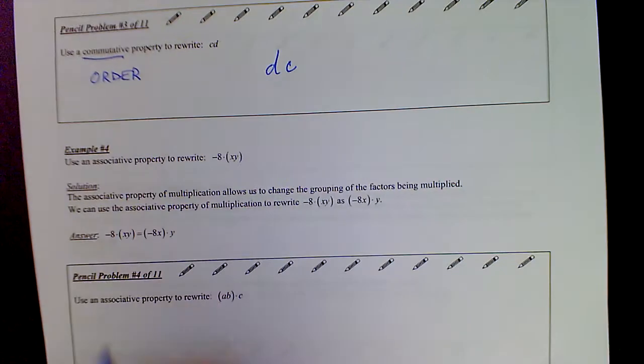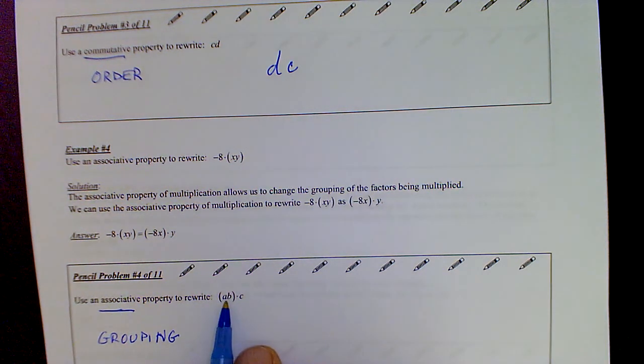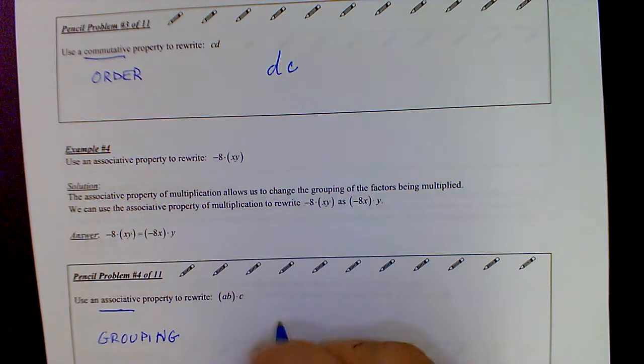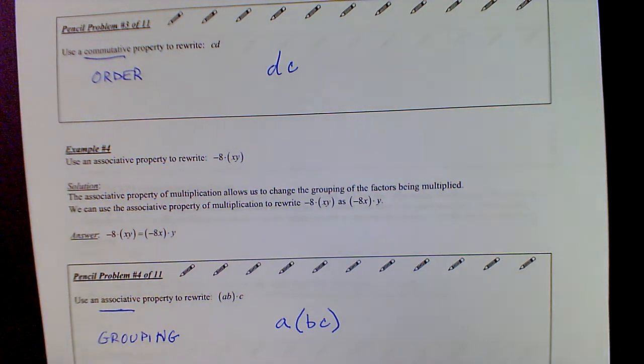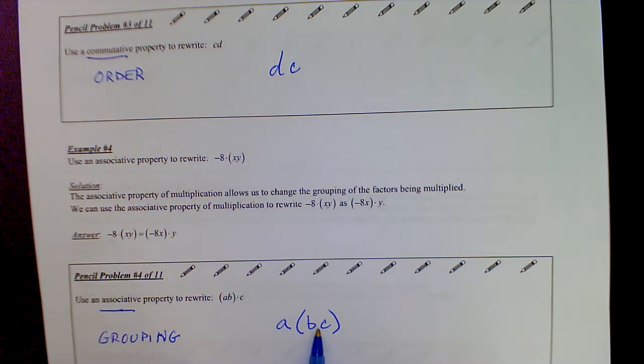Here's another associative. And grouping. Parentheses indicate the grouping. So instead of grouping A and B together, we'll group the B and the C together. So A and in parentheses, B times C. And there's no need for a multiplication symbol really between the B and the C. You could put it there if you like, but it's not necessary because multiplication is implied.